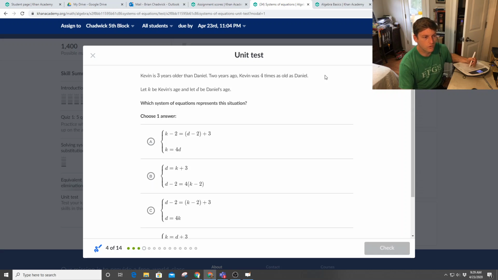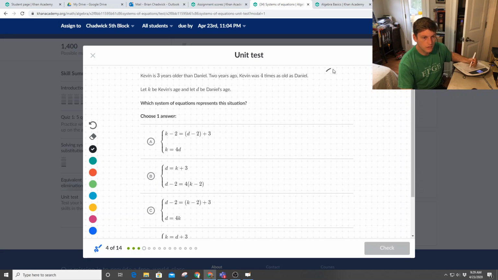Kevin is 3 years older than Daniel. So let's say 3 plus Daniel equals Kevin, all right? I think we can agree with that. 3 plus Daniel equals Kevin. So 3 years older than Daniel, and that's what Kevin is. So the second one is 2 years ago, Kevin was 4 times as old as Daniel.